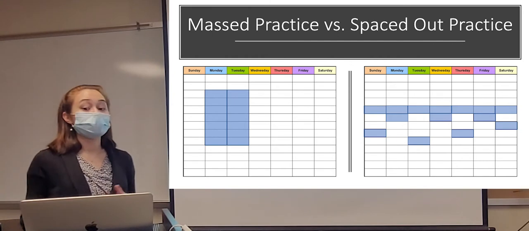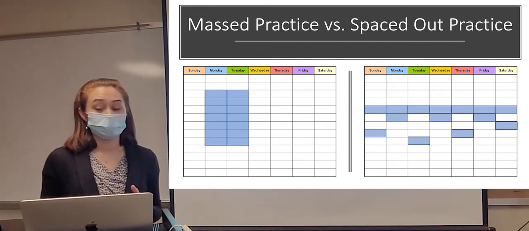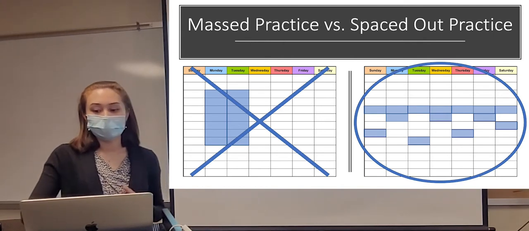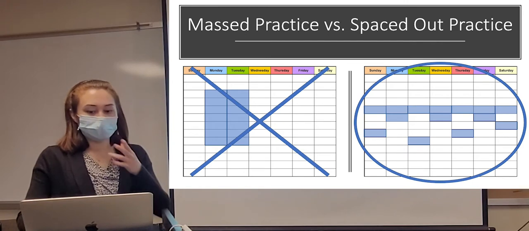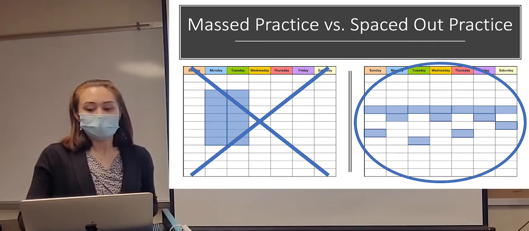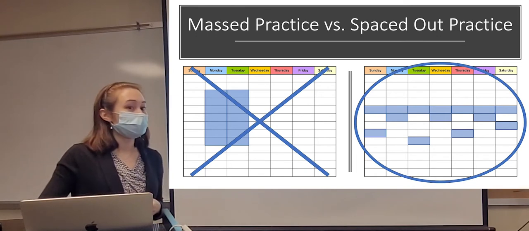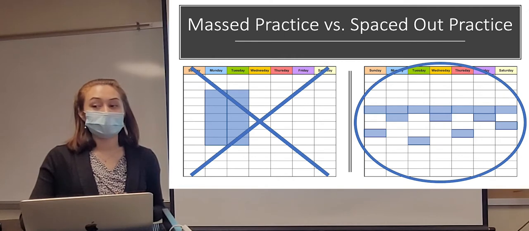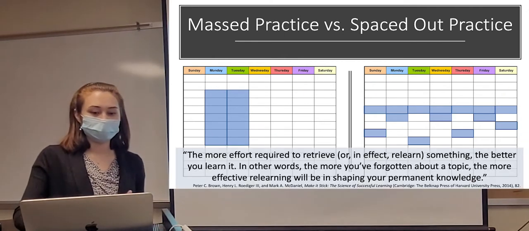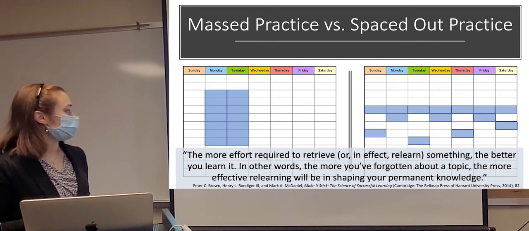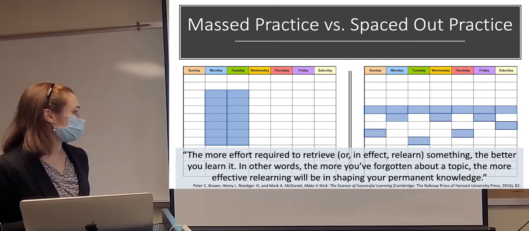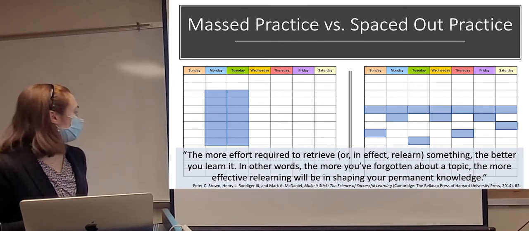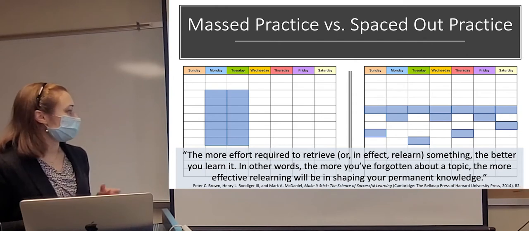Even how we schedule practice times can encourage effortful retrieval. So studies show that spaced out practice is much more effective than mass practice because forgetting some things in between sessions forces you to make a greater effort in recalling that information later. This added effort in retrieval helps encode the brain's pathway to that information more deeply. So the more effort required to retrieve or in effect relearn something, the better you learn it. In other words, the more you've forgotten about a topic, the more effective relearning will be in shaping your permanent knowledge.